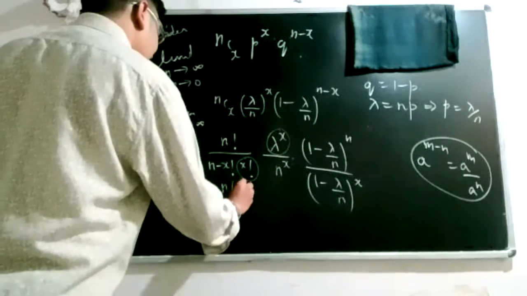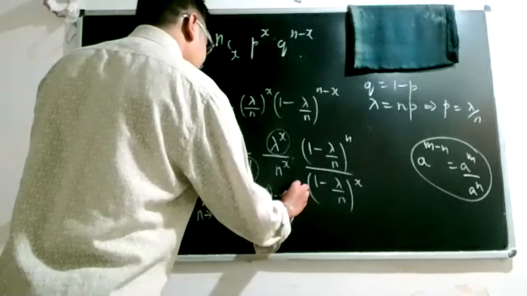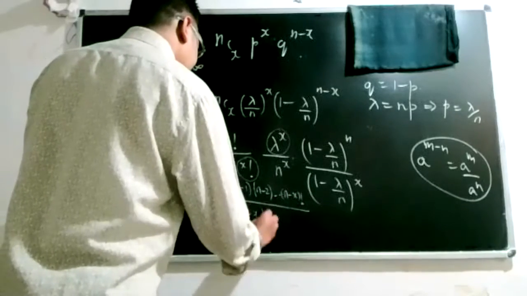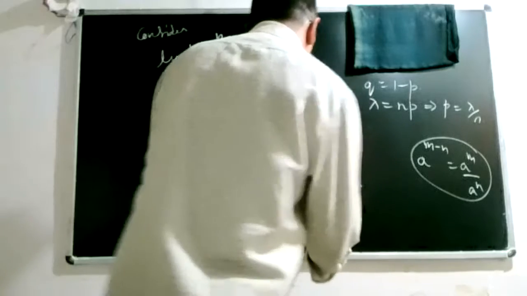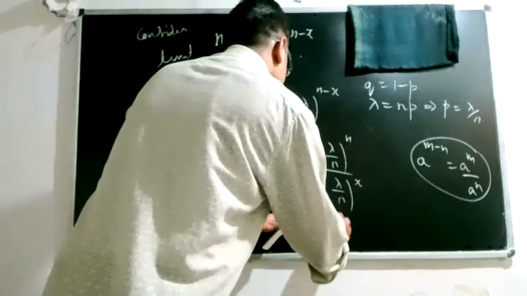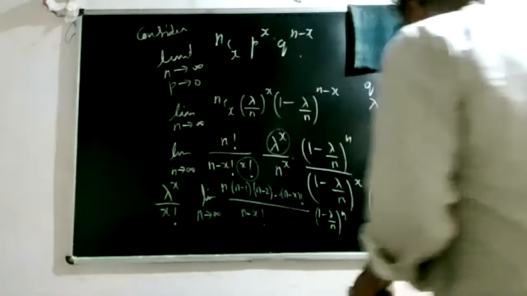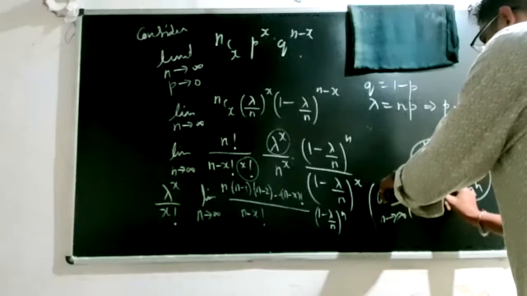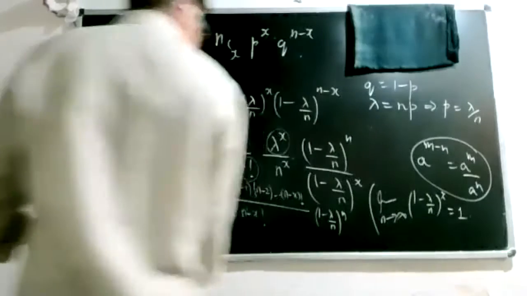So n factorial becomes n into n minus 1 into n minus 2, etc., up to n minus x factorial divided by n minus x factorial. And then we have this term, 1 minus lambda by n to the power of n. Now we'll leave this, because as limit n tends to infinity, 1 minus lambda by n whole to the power of x goes to 1 when I put n as infinity.